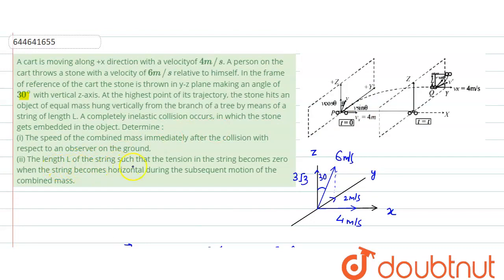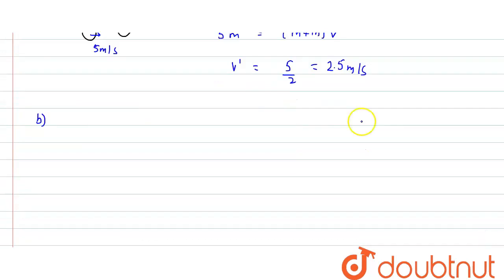Now we need to find the length of the string such that the tension in the string becomes 0 when the string becomes horizontal during the subsequent motion of the combined mass. What is the situation? We represent it with this figure. Let's say this is the mass which is hanging. In the given situation, our string is just becoming horizontal about this point. Let's say this is the point, and this is our combined mass.